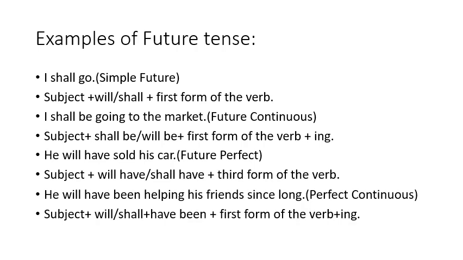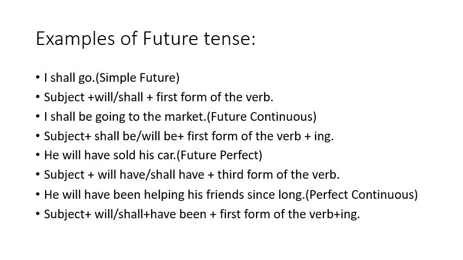Moving ahead with the future continuous tense, we have our sentence, I shall be going to the market. Here the subject is I, followed by the helping verb shall be, followed by the first form of the verb, adding ing. Rest follows under object. So the structure goes as subject plus shall be or will be plus first form of the verb, adding ing.